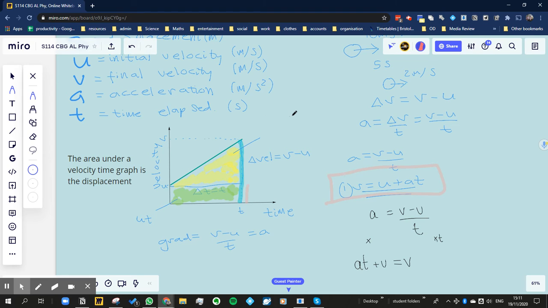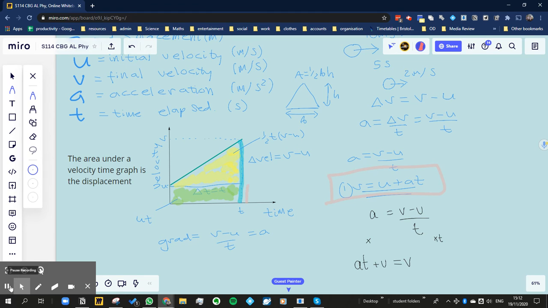Okay, so the area of any triangle, it doesn't actually matter whether it's a right angle triangle or not, if I knew the height of this triangle and I knew the base of this triangle, then the area is equal to half the base times the height. So the area of this triangle is going to be half times the base, which is t, times the height, which is v minus u, which we worked out a moment ago.